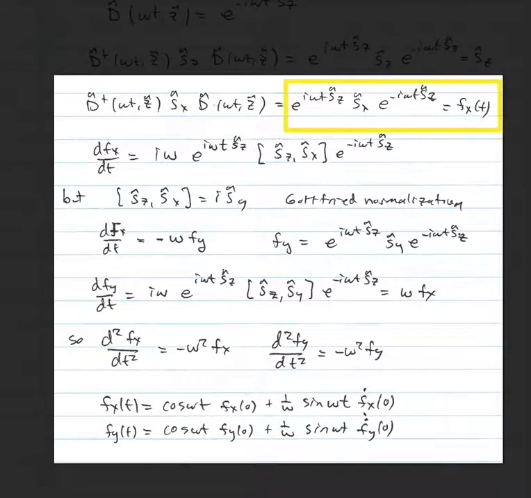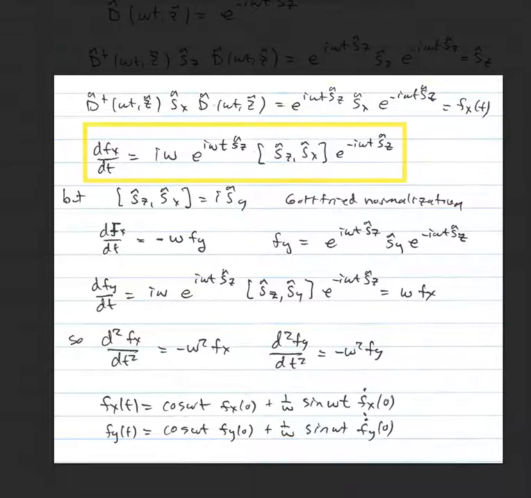So in this case, we have e to the i omega t sz times sx times e to the minus i omega t sz, and we're going to call that fx of t. Now, fx can be an operator. We're just being symbolic now to represent it as fx of t.